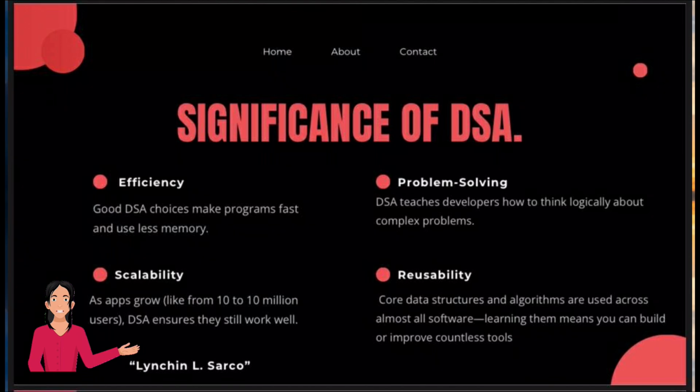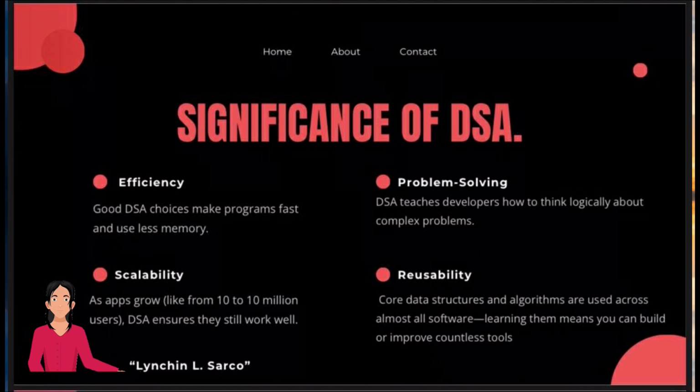Second is scalability. It is when apps grow, like from 10 to 10 million users. Data structures and algorithms ensure the app scales well. For example, a social media platform needs to organize users' data to load quickly for everyone.